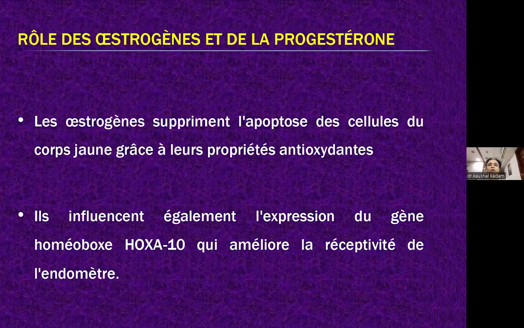Now, what is the role of estrogen and progesterone? Estrogen suppresses the apoptosis of corpus luteal cells by its antioxidant property. It also influences the expression of the HOXA10 homeobox gene, which improves the receptivity of the endometrium. So estrogen is also equally important. Like we said in the first chart that I showed you, estrogen does have a second rise also in the luteal phase along with the progesterone. So we require both estrogen as well as progesterone in good doses to support the pregnancy. And this is what happens in a natural cycle.